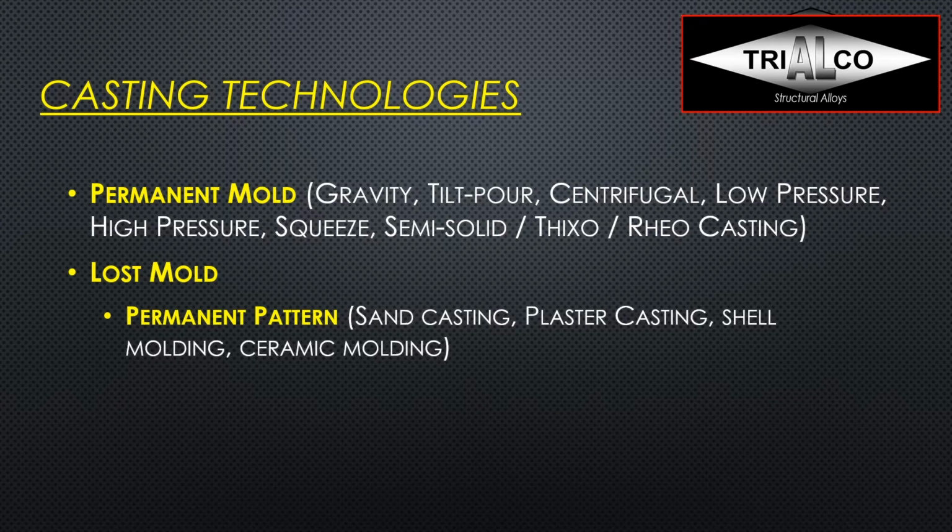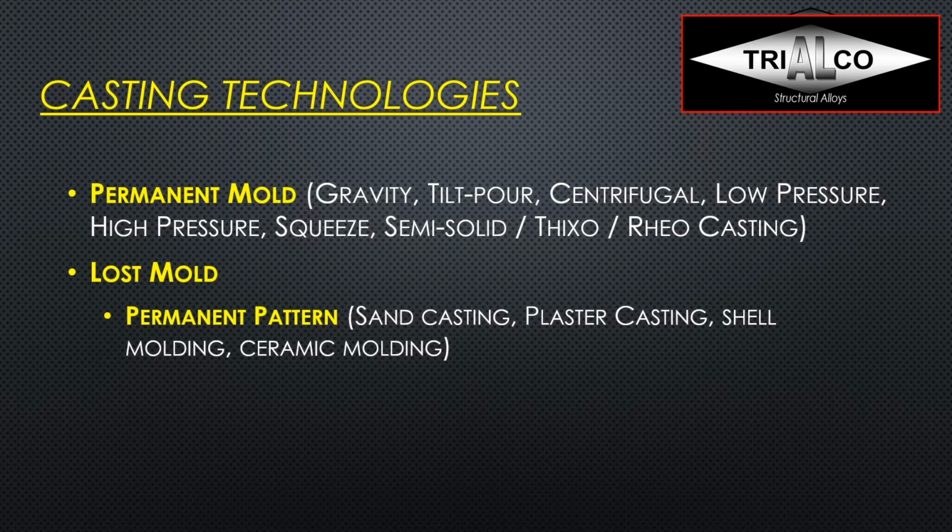So in permanent mold, we distinguish them by the way we fill the mold. So this can be with gravity, that's gravity permanent mold, or with tilt pour. We will explain how that works later. There is also centrifugal casting, low pressure permanent mold casting, high pressure die casting, squeeze casting, semi-solid casting, and there we distinguish between Thixo and Riserless casting.